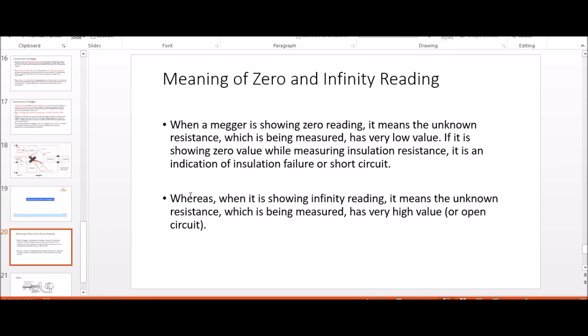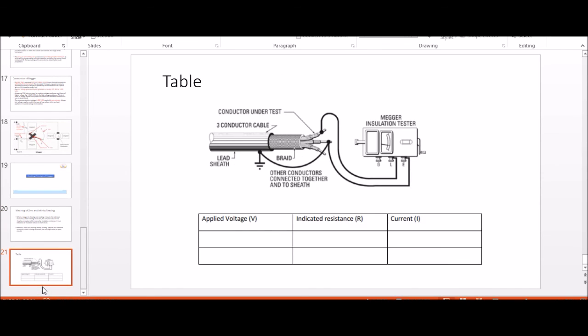The meaning of zero and infinity reading I have told you: zero comes when there is a maximum current flowing through, or if there is a short in your winding, right? And infinity normally comes in analog if there is a maximum resistance present between your insulations, right? So all you would be doing is that you will connect the two terminals of the wire and check if there is a current flowing and there is no leakage current, so you will note your voltage, your resistance indicated and the current flowing through your equipment, right?